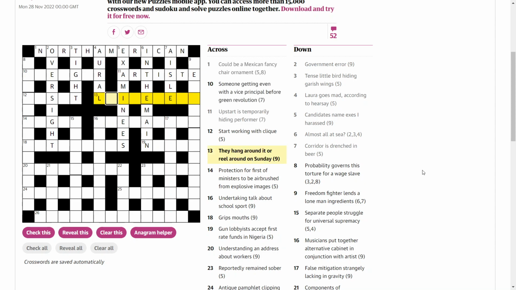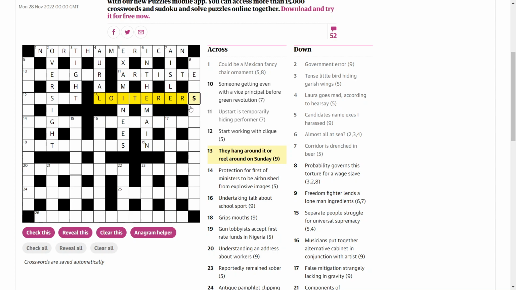They hang around it or reel around on Sunday. Shout it out if you know it. They hang around it or reel around on Sunday. Or is it just an anagram of it or reel and then S for Sunday? So what's that going to be? Loiterers. Oh, it took forever, didn't it? Loiterers. Yeah, I think it's just an anagram of it or reel, and then S for Sunday.